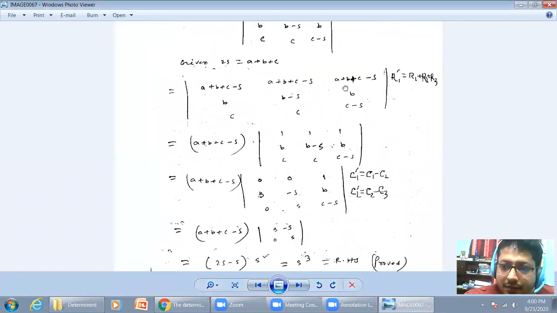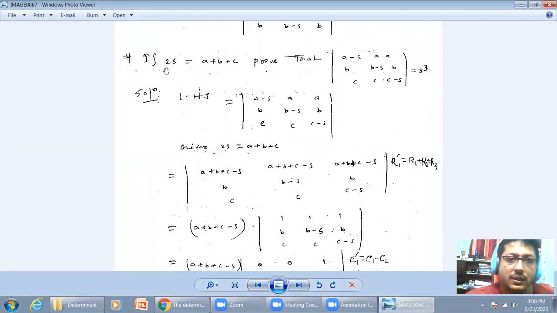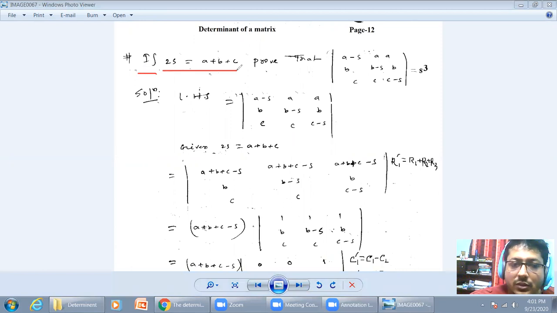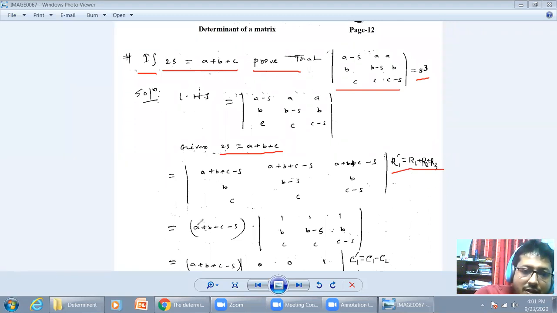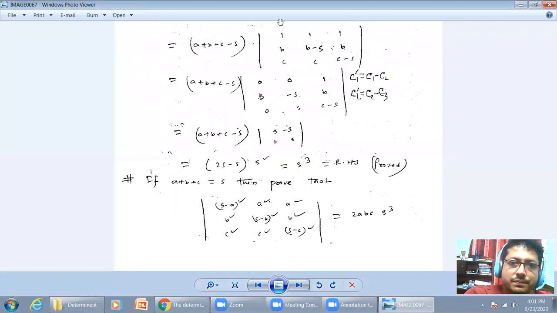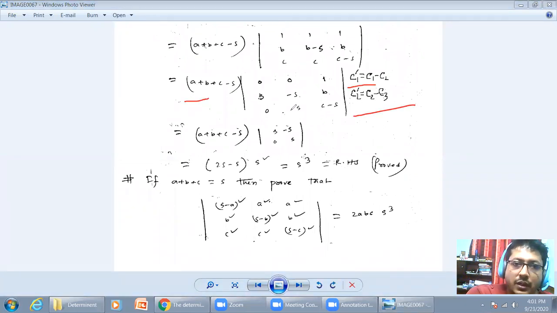And go to the next topic. If twice S equal to A plus B plus C, prove that this determinant represents S cube. So given twice S equal to A plus B plus C. So R1 prime equal to R1 plus R2 plus R3. We can get this matrix, and we take common A plus B plus C minus S, and we get this matrix after applying this rule. After we get this, twice S minus S into S cube, this means S into S, S square. Twice S minus S means S, S into S square, S cube, right hand side.